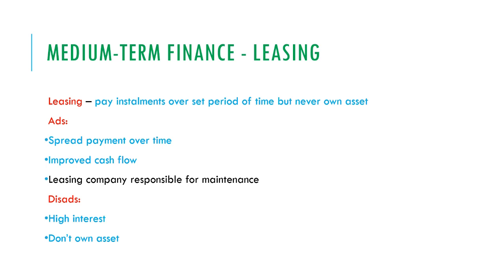So leasing is another form of medium-term finance where you will pay installments over a set period of time, but you will never own the asset even once you've paid it off. The advantages of this is that you spread your payment over time, and this leads to improved cash flow, and the leasing company is also responsible for maintenance. The disadvantage is that there is quite a high interest on this and you never actually own the asset.